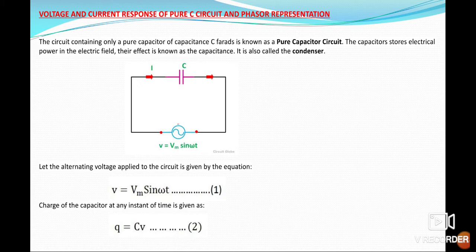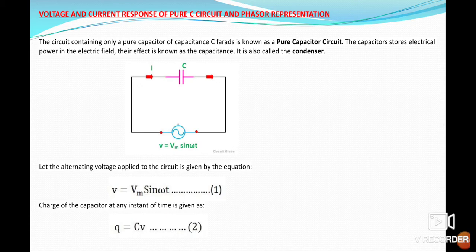Next is the voltage and current response of a pure C circuit. So, a circuit containing only a capacitor, a pure capacitor, is called a pure capacitor circuit. The capacitor basically stores electrical energy in an electric field. Its effect is known as capacitance, and it is also called the condenser.